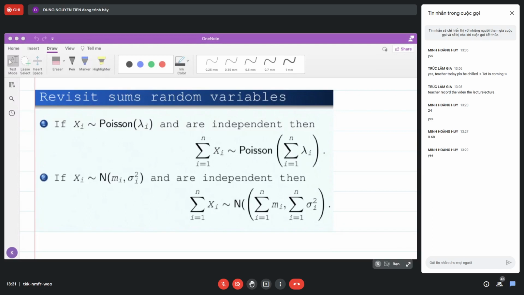Now I want to move to the last part of this chapter regarding the central limit theorem, or let's say the normal approximations.